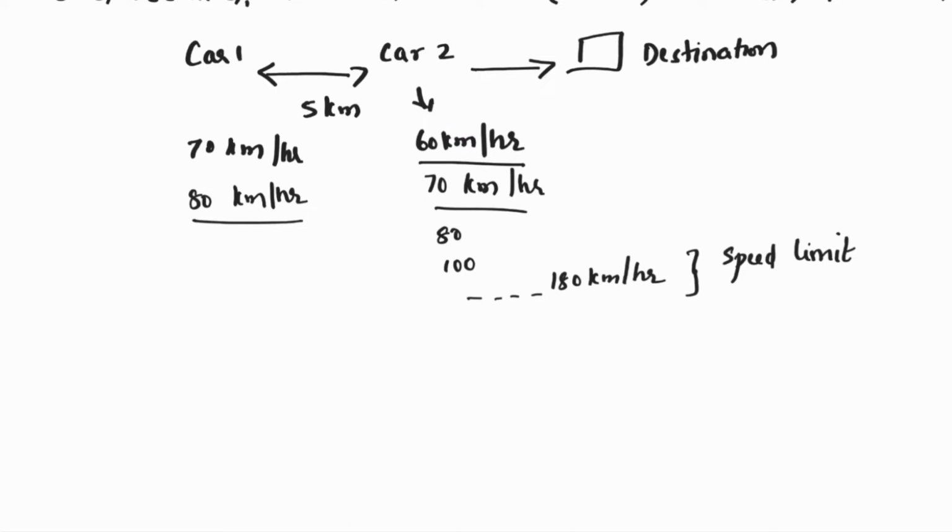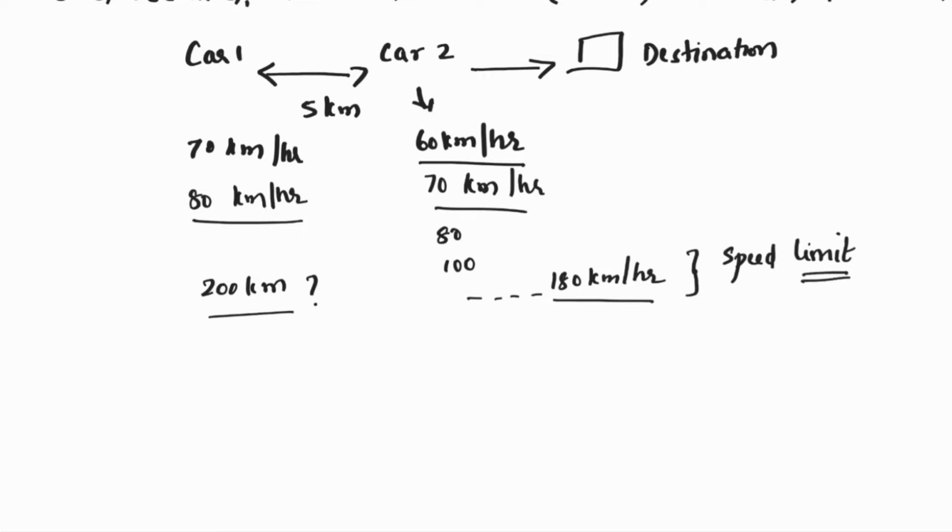Now, if car 2 decides to go at the speed of 180 km per hour, what's going to happen to car 1? It has to increase its speed further, maybe 200 km per hour. But is this acceptable? This is not acceptable because the speed limit is itself 180 km per hour, right? So there is a limit defined here. The limit is 180 km per hour. So this becomes a limit.